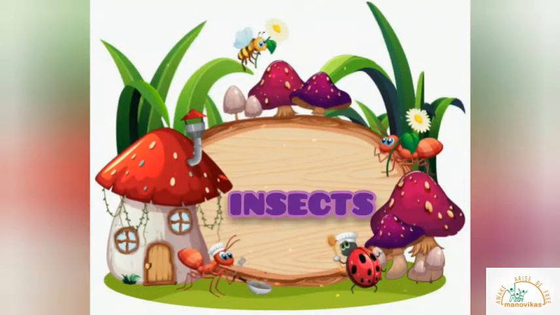Students, insects are very small animals and they have 6 legs. Some insects are found on land, while some have wings to fly. Some can also be dangerous and scary.